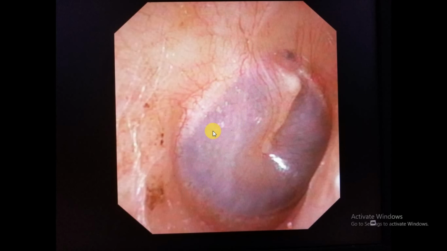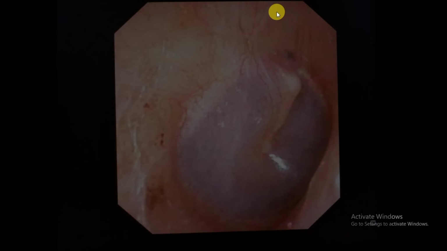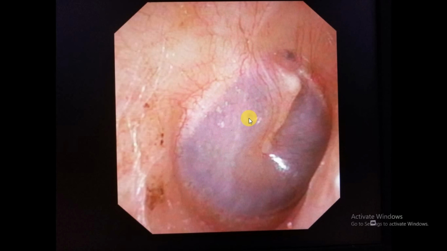In this tympanic membrane, we can see various landmarks, like this is handle of malleus. This is the umbo. This is the cone of light in anterior inferior quadrant. This is the lateral process of malleus. This is pars flaccida. This is pars tensa. This is the annulus tympanicus, which surrounds the pars tensa.